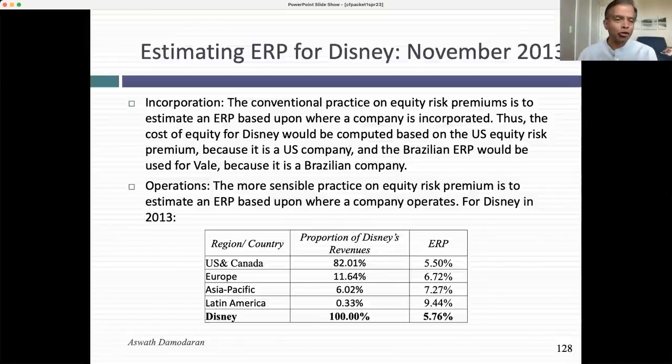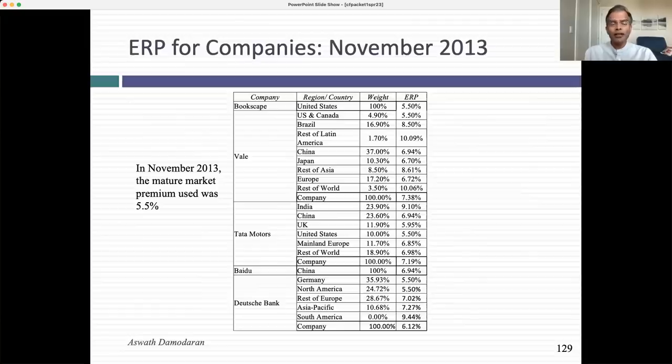Why? Because, I mean, you take Coca-Cola. Do you actually want to break down by country? You know how many countries Coca-Cola is in? They break down by region. Disney breaks their revenues down, and don't jump on me for the breakdown. This is how they break it down. US and Canada, Europe, Asia Pacific, and Latin America. This is how much of their revenues in November of 2013 came from these four regions. Now take the weighted average of the equity risk premiums. Now do you see why I compute equity risk premiums by region? Because those regional averages are what I'm going to use to compute an equity risk premium for Disney.